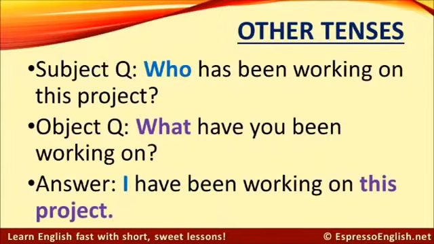It's the same pattern for the present perfect continuous. I have been working on this project. The subject is I, and the object is this project. The subject question would be, who has been working on this project? And the object question would be, what have you been working on?